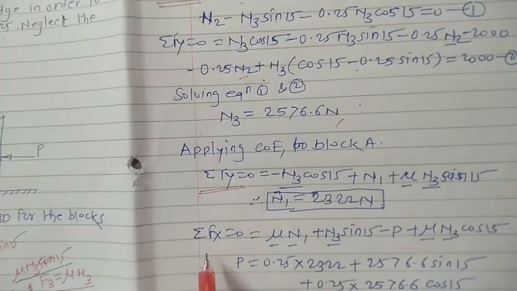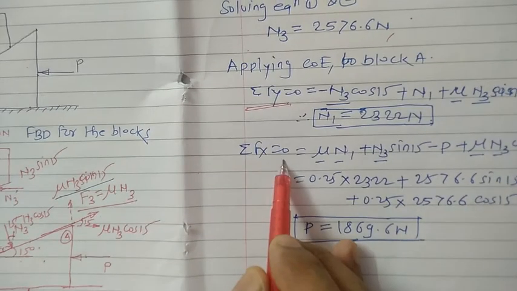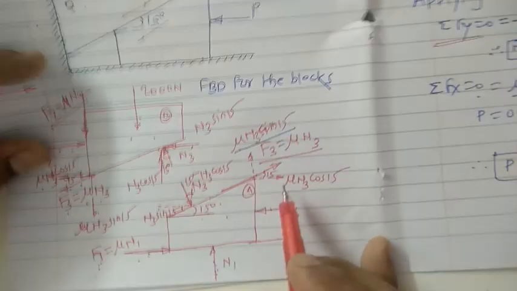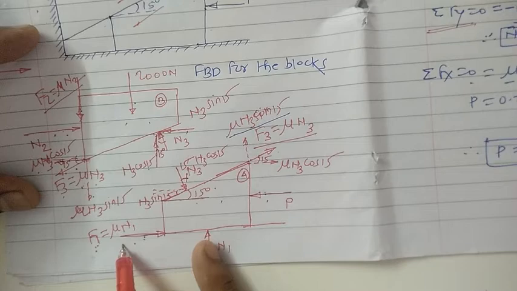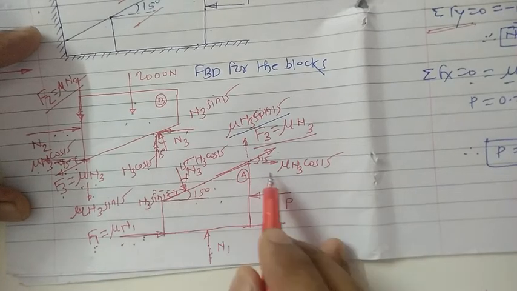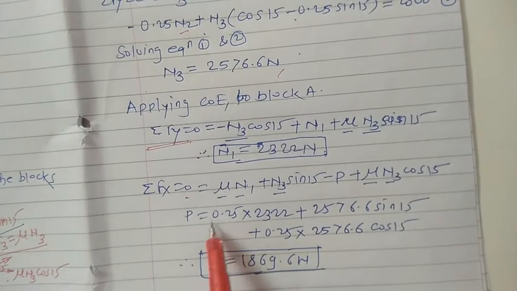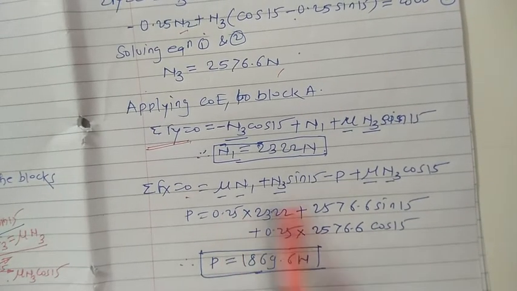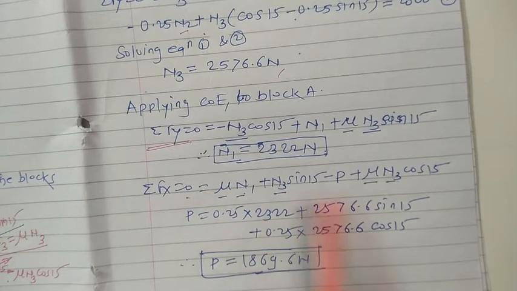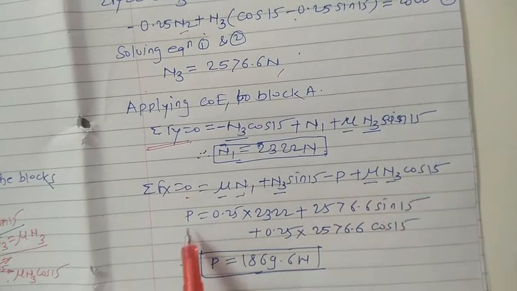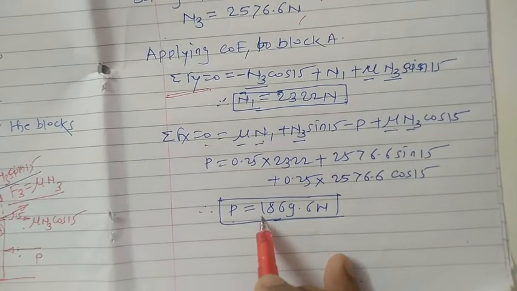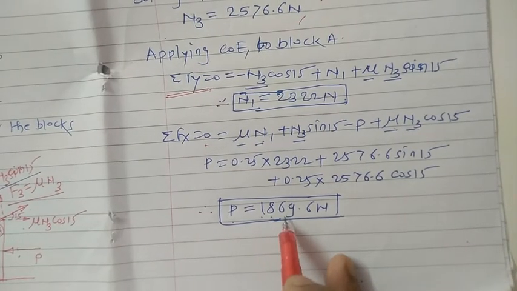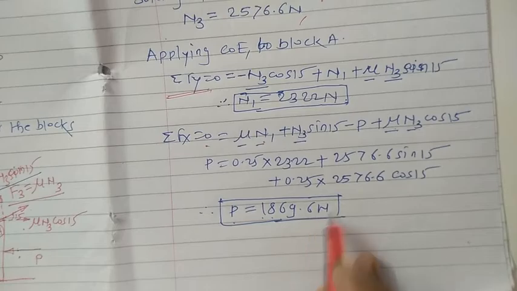Now focus on the next one, summation of f of x equals to 0. For that just focus only on the horizontal forces, this force with us, this force with us, then this force and this force, by considering their direction. Just write all the forces here, substitute the value of n1, n3, mu, etc. and solve this equation for P. So we can get P equals to 1869.6 Newton.